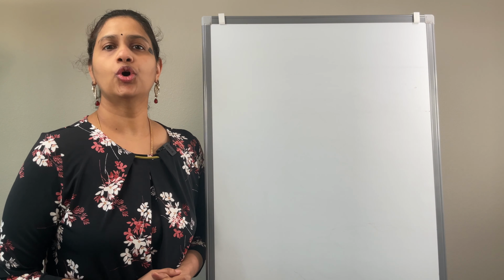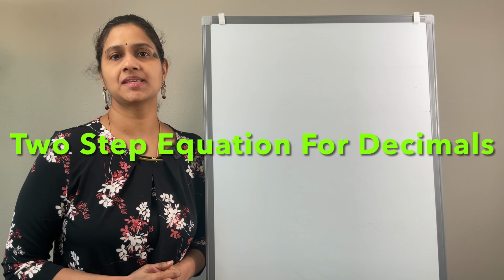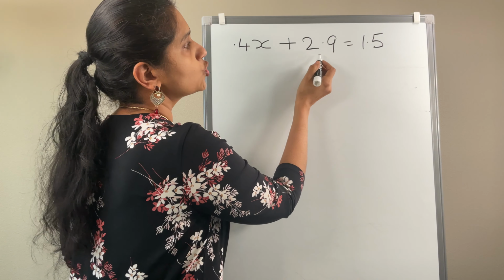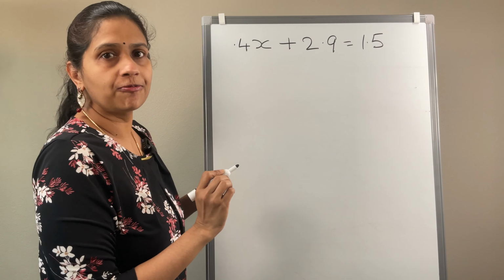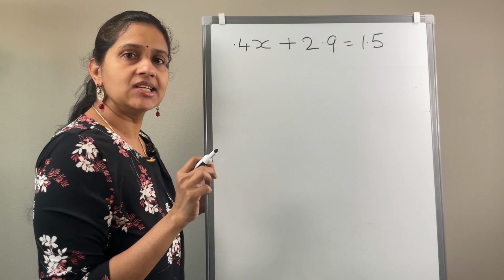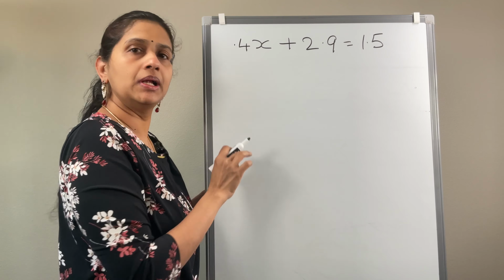In today's video, we are going to discuss two-step equations for decimals. Consider the example 0.4x plus 2.9 equals 1.5. We have to find the value of x. For that, first we need to isolate the number 2.9 which is near the variable x.